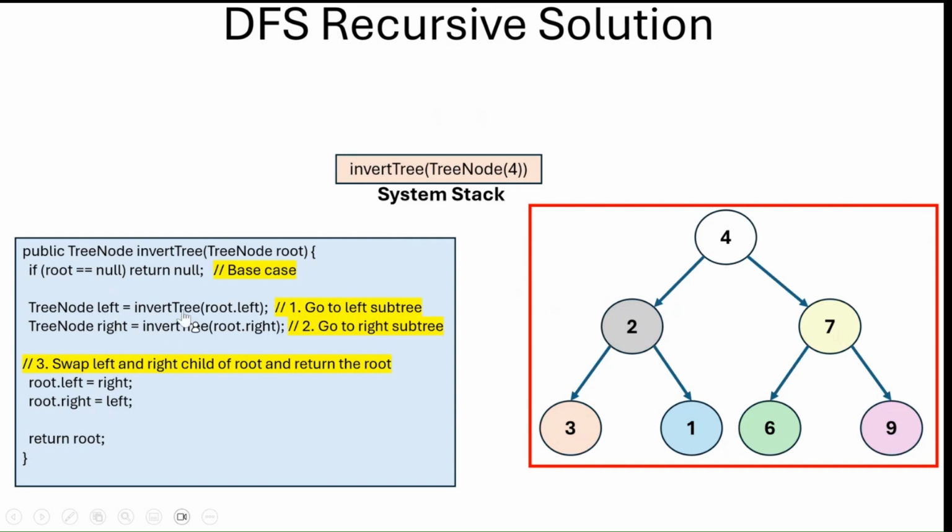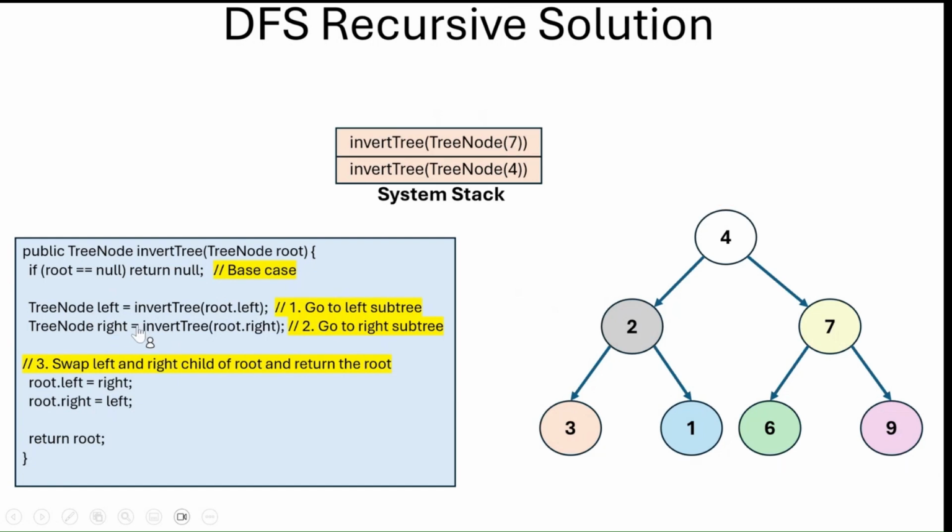Now we completed the left. In the left, we will store the reference of node 2, which we got from the previous function execution. Now we will go to the right. So the right child of node 4 is 7. So we are executing the invert tree function with node 7 as the root, basically for this subtree context. And then we'll go to the left of it, which is node 6. Node 6 as the root.